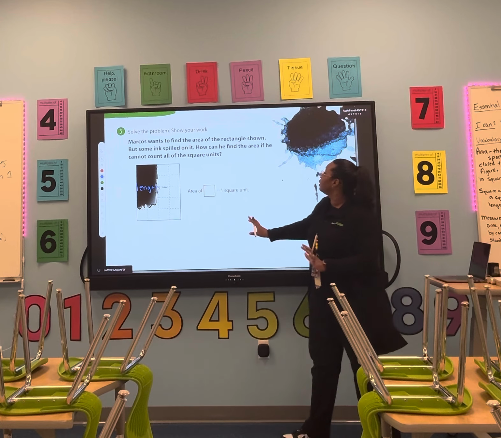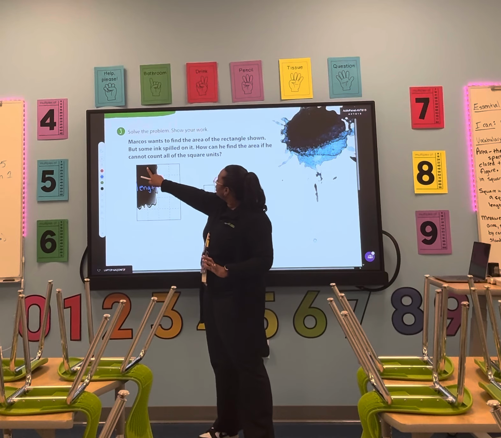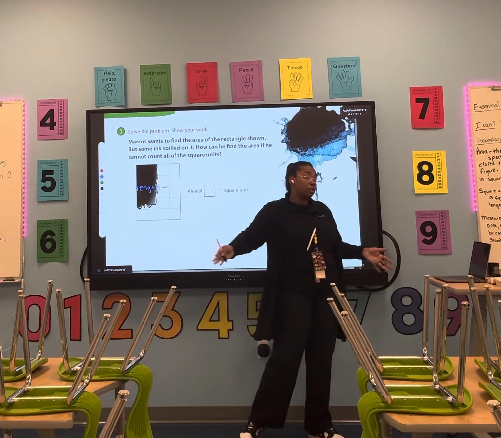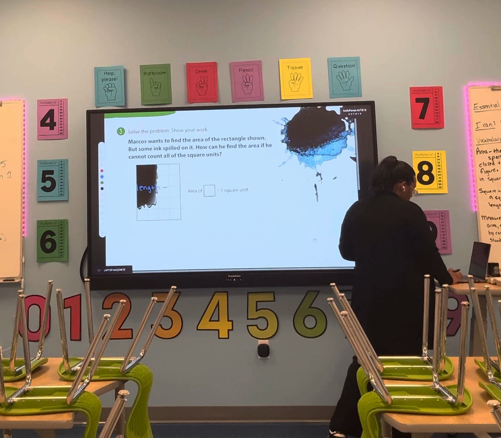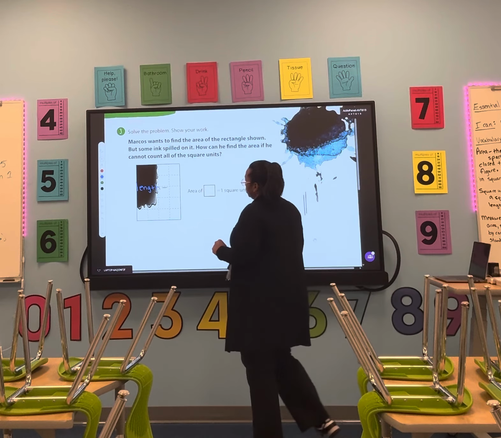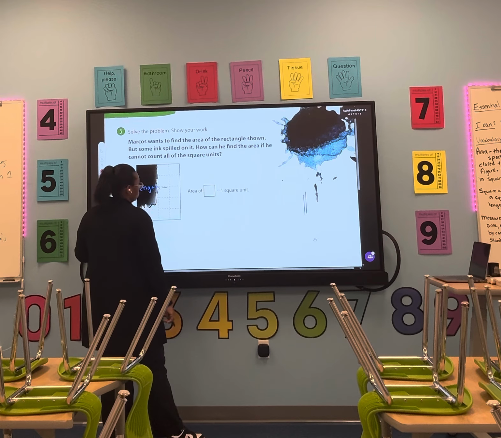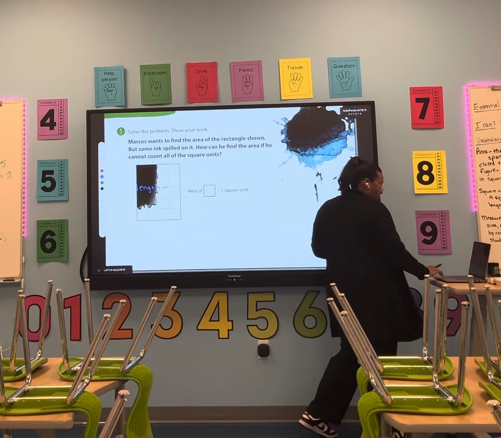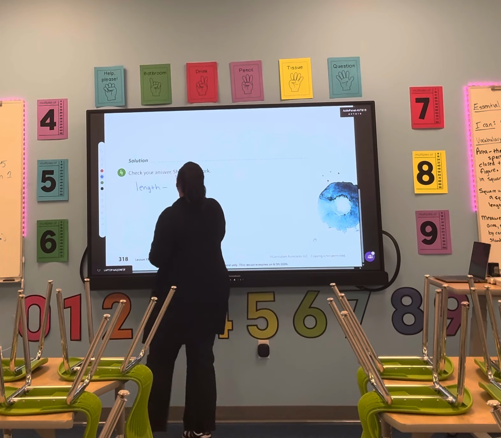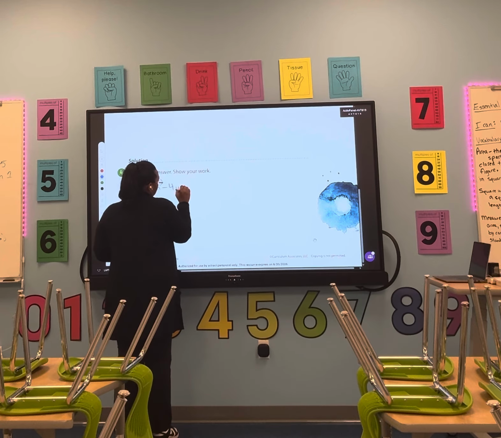So if I look at the length, it was 1, 2, 3, 4. It was 4 squares long. No, I'm sorry. Yes, 4 squares long. So I'm going to scroll back. Oop. All right. I have to scroll on my computer. I forgot. Just that quick. Okay. So the length is 4 units.